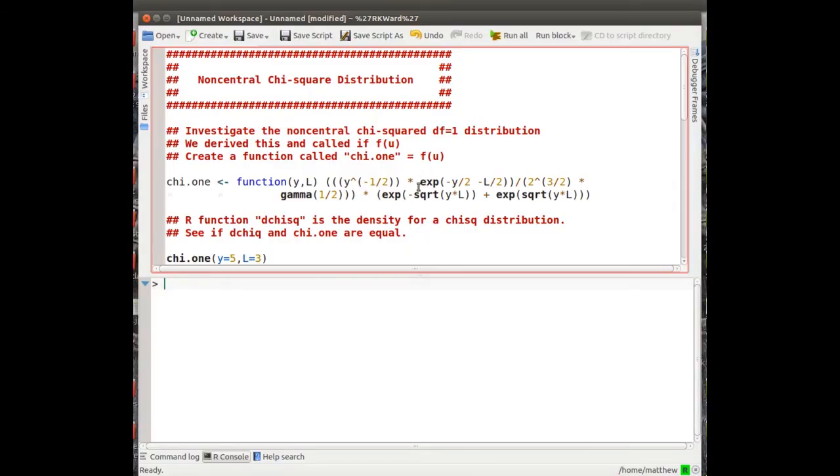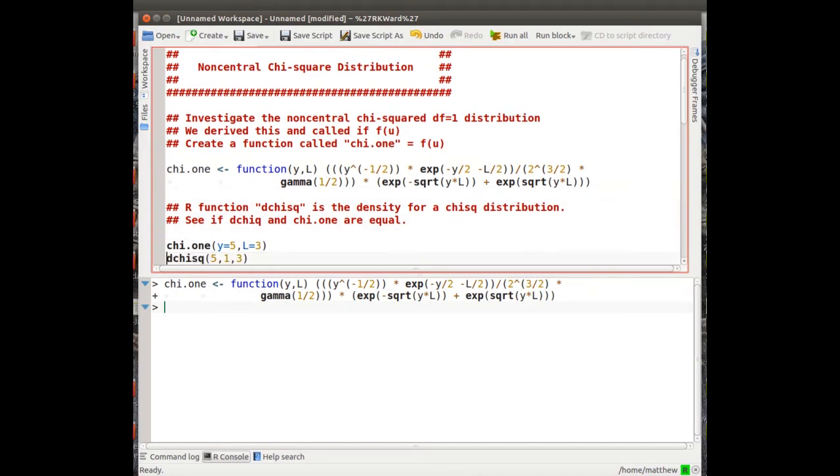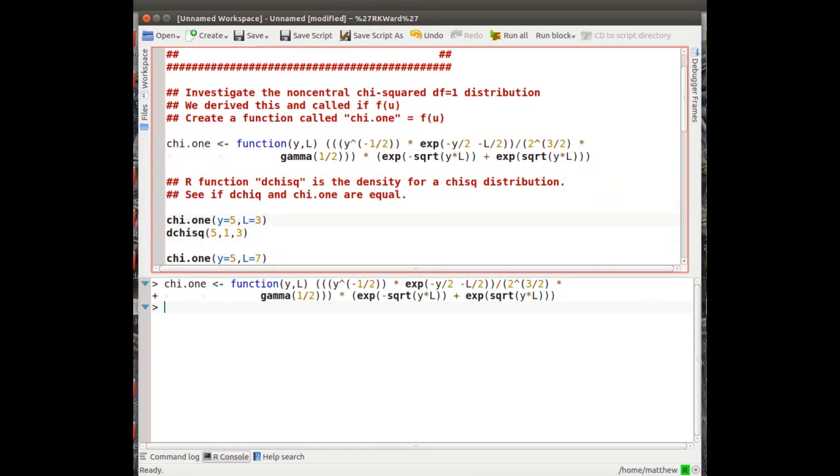We're in R right now, and we're going to look at the non-central chi-square distribution. First, we're going to look at the non-central chi-square distribution with 1 degree of freedom, and this was the formula that we derived in the video earlier, and we're going to call that chi1. And then we're going to compare that with the built-in density function in R. So we're going to look at the value of 5, degrees of freedom 1, non-centrality parameter 3. And if you look down here, it's the exact same value.